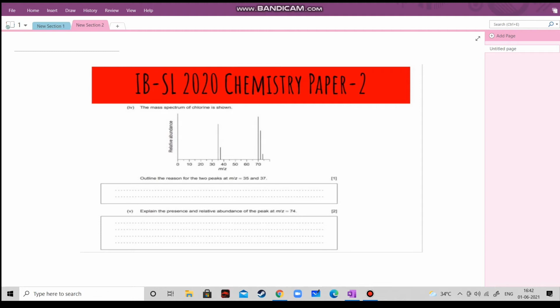Now in this fourth part, we need to outline the reason for two peaks at m/z 35 and 37. The reason is fairly simple. Chlorine has two isotopes. One is chlorine-35 and another is chlorine-37. That's the reason we have one peak at 35 and one peak at 37. As there are two isotopes, chlorine-35 and chlorine-37, this is why we get the two peaks.